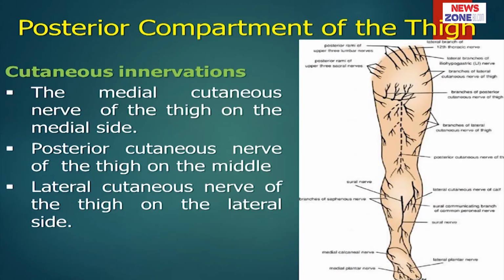Let's see the slide. In this slide, you can see the cutaneous innervation of the posterior compartment of the thigh. Simply speaking, it has three branches: the medial cutaneous nerve of the thigh at the medial side, as you can see over here, then the posterior cutaneous nerve, which is at the very posterior aspect of the thigh, and also the lateral cutaneous nerve. So medial cutaneous, posterior cutaneous and lateral cutaneous nerve of the thigh.